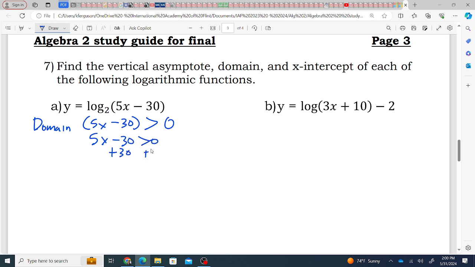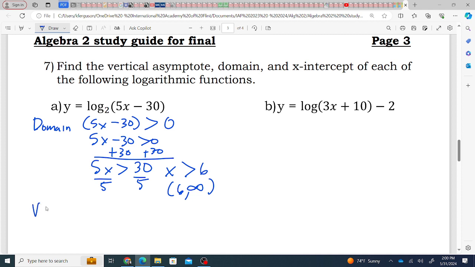I'm going to add 30 to both sides. 5x is greater than 30. And then I just solve the inequality. I divide by 5 on both sides, and I get x is greater than 6. And that's my domain, that I can pick any number that's bigger than 6. Another way you can write that is 6 to infinity. So that's the domain.